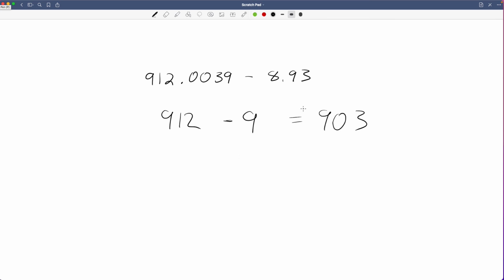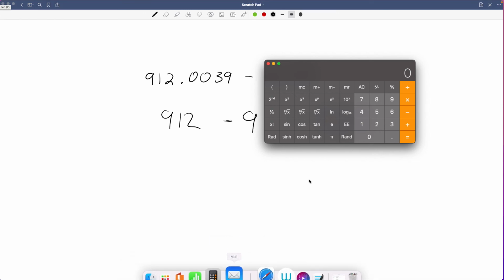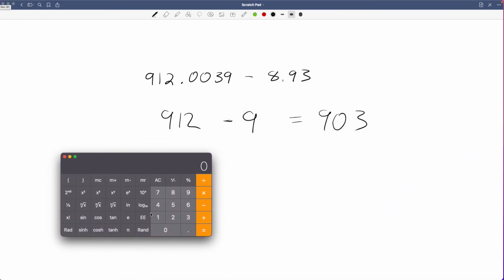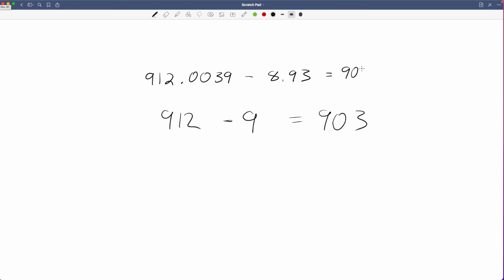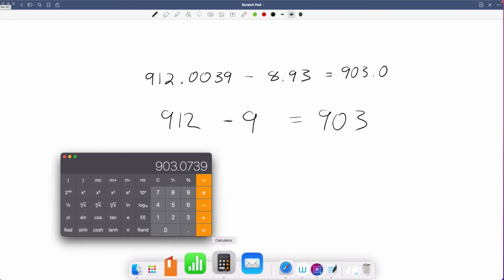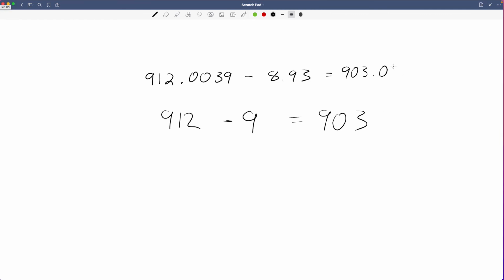In this case, the actual calculation, I'm going to do it on the calculator just for the sake of speed. You don't want to sit here and see me do all of this math. 912 minus 8.93 is equal to 903.07 something. 0739. So 0739, that's the answer. It's pretty close, right?